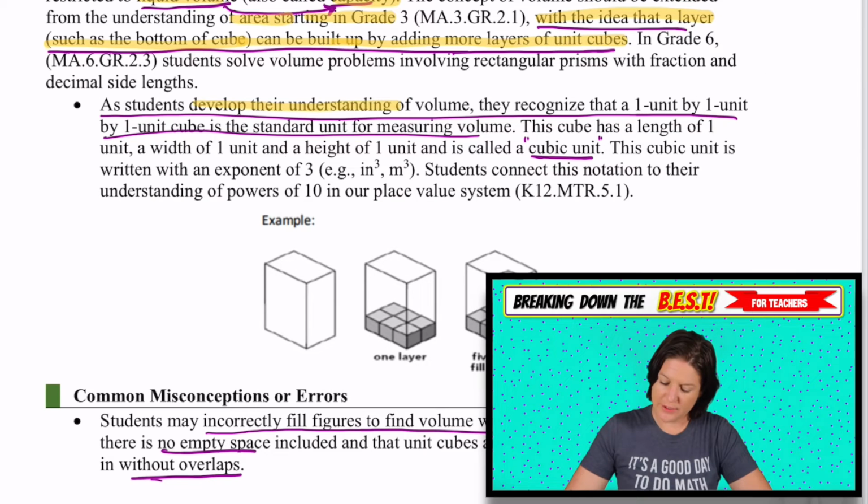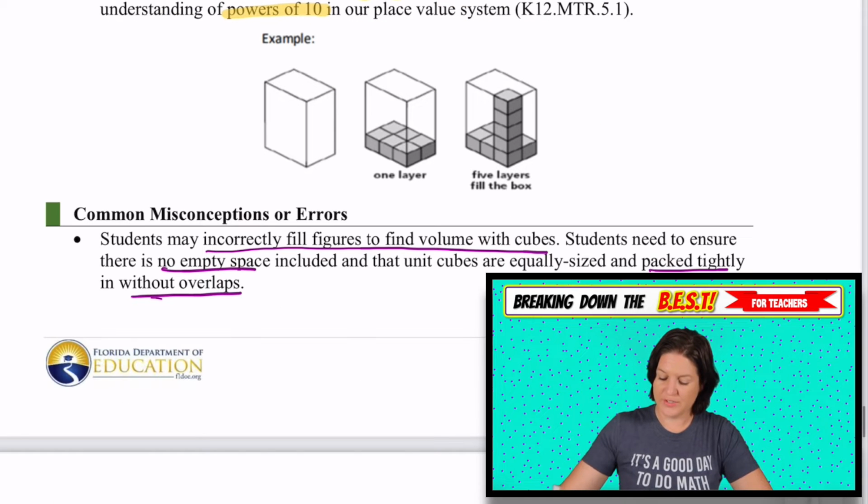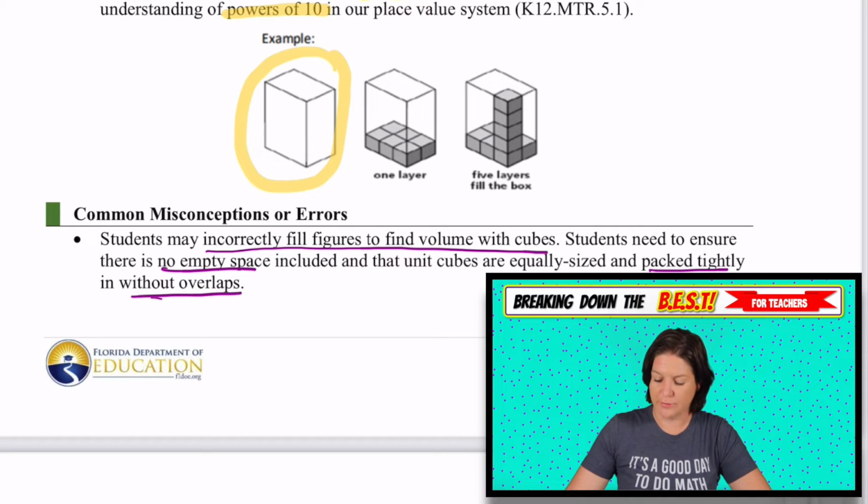As they develop their understanding of volume, they recognize that a 1 unit by 1 unit by 1 unit cube is the standard unit for measuring volume. This is called a cubic unit, and we're incorporating powers of 10 using inches cubed, meters cubed, etc. Okay, so you can see here's an example where we have a rectangular prism, a right rectangular prism.